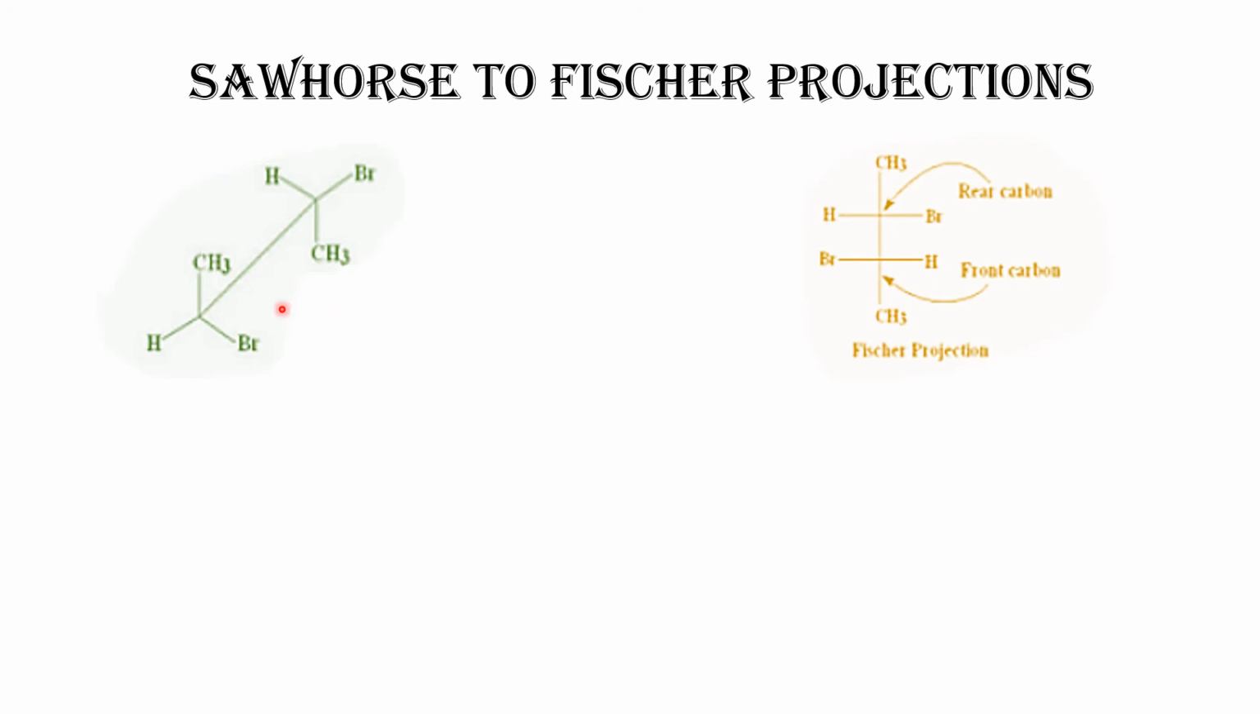How to write the eclipsed projection? One of the carbons, you need to reverse it. Whether this one or this one, you need to make both be on the same side. That is the eclipsed form. So one, I'll keep as it is. I'll take a pen and then I'll write it so that you will get a clear idea.